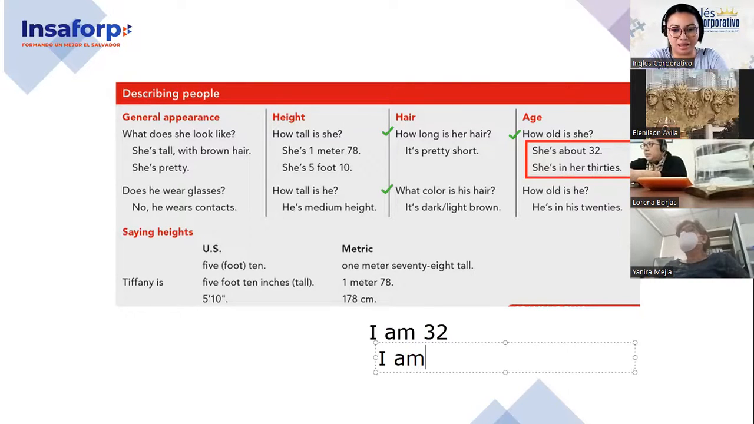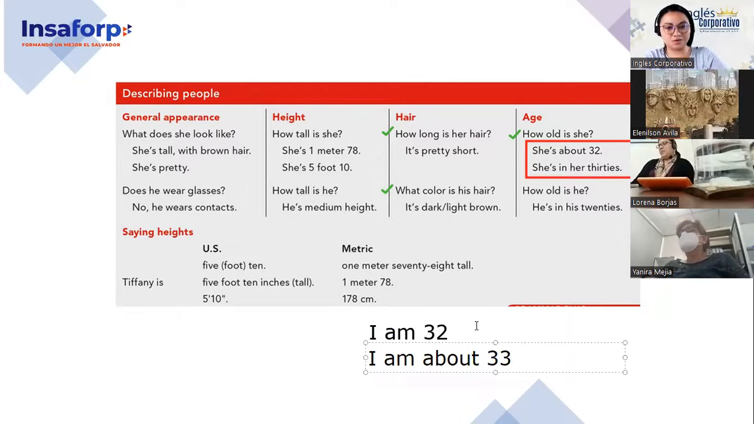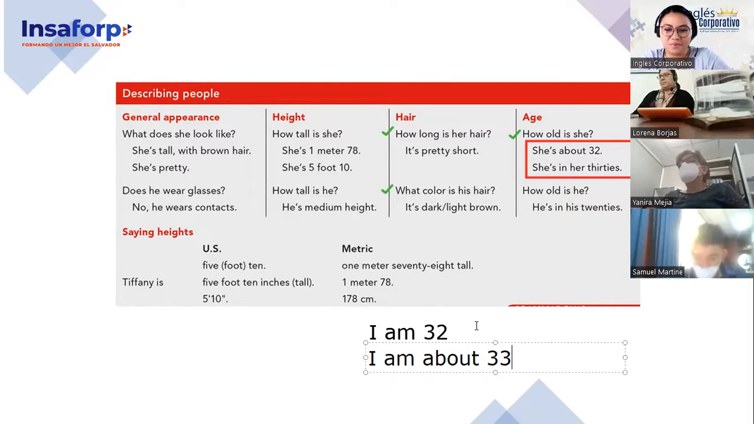I am about 33. When can we say this expression? When it's almost? When it's almost, yes. You are about to have 33. About to be 33 in this case. I'm just missing 1 month. I'm just missing some days. And you can say, I am about 33.